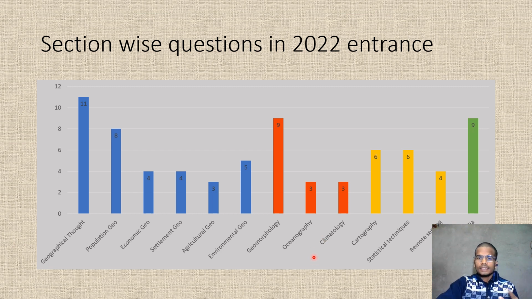So it can happen that this year the number of questions asked from agriculture geography or climatology can increase, but the trend would be similar. Most of the questions would be from geographical thought and geomorphology. So you need to prepare in the same way only. Don't spend too much time studying settlement geography when you know that geographical thought and geomorphology are the important ones.